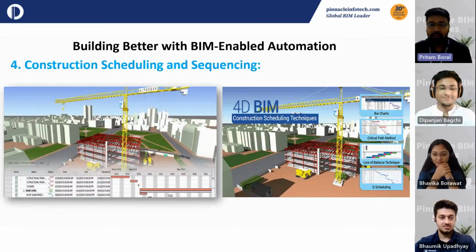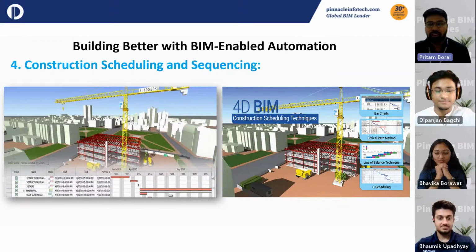And BIM has some effect on construction scheduling and sequencing also. BIM enabled automation allows for the automatic generation of construction schedules and sequencing plans based on the BIM model. It helps to optimize the construction sequencing, identify potential bottlenecks, and improve project planning and coordination as well. It gives an idea about the project timeline way before the project actually starts at site.